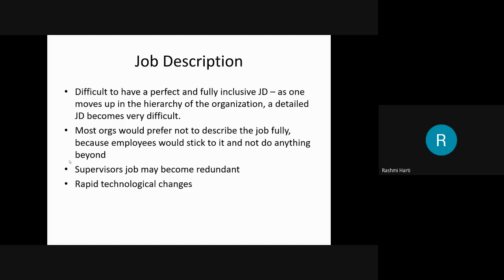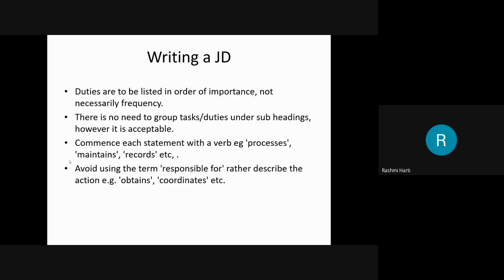Okay. Then the supervisor's job may become redundant. Okay. So you cannot describe basically the supervisor's job, it becomes redundant. Okay. Rapid technological changes. Obviously, when there are rapid technological changes, the processes also change, the technology also changes. Okay, the ways of doing things also change. Obviously, it becomes very difficult for job descriptions. Describing the job becomes very difficult. So that is what we could see in job description.